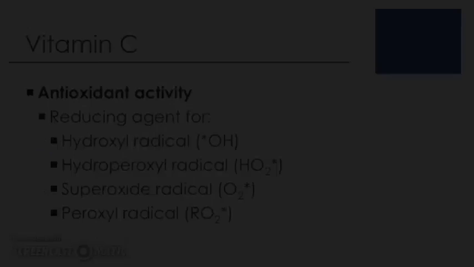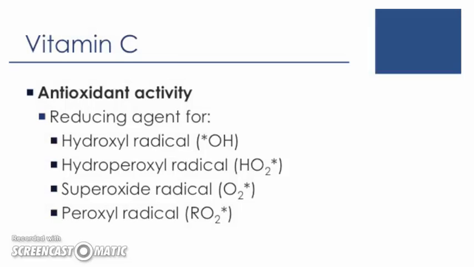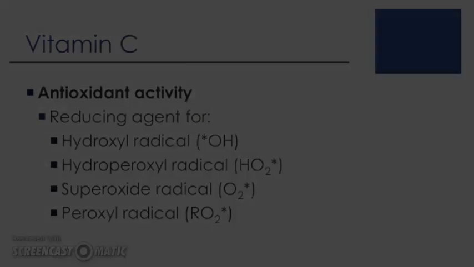There are also reductase enzymes, called reductases, found in most tissues that can also convert dehydroascorbic acid back to ascorbic acid. Here we see the specific radicals that vitamin C will interact with. It acts as a reducing agent specifically for the hydroxyl radical, the hydroperoxyl radical, the superoxide radical, and the peroxyl radical. Each of these it will interact with, it will reduce and eliminate its oxidative capacity.